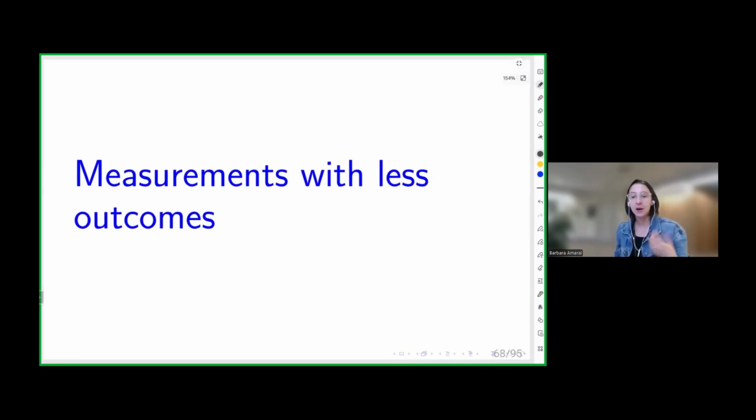Okay, now we have other options as well. We have measurements with fewer outcomes.